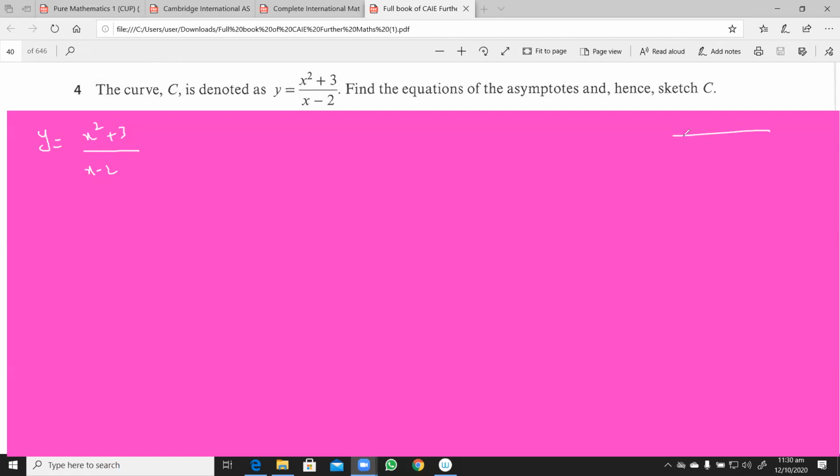Okay, so this is x squared plus 3. This one is x minus 2. This is x squared minus 2x. So this is 5x. Then we have plus 5. So 5x minus 10. Oh, I have this plus 3 here, so I have to bring it down here, okay?